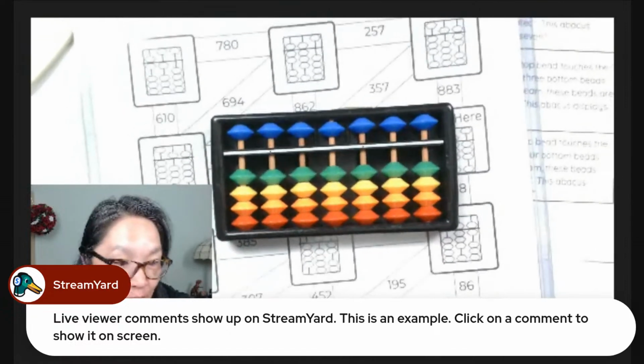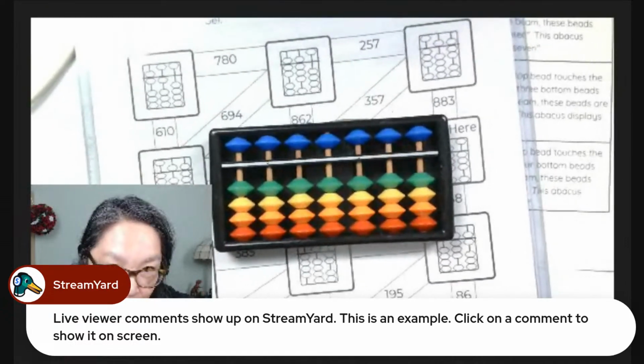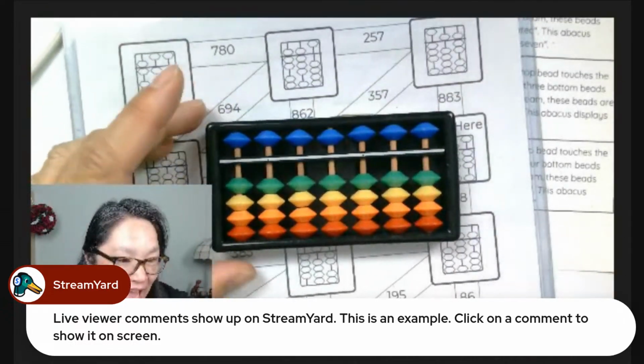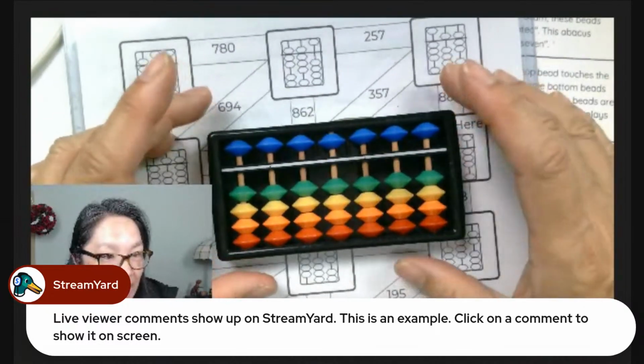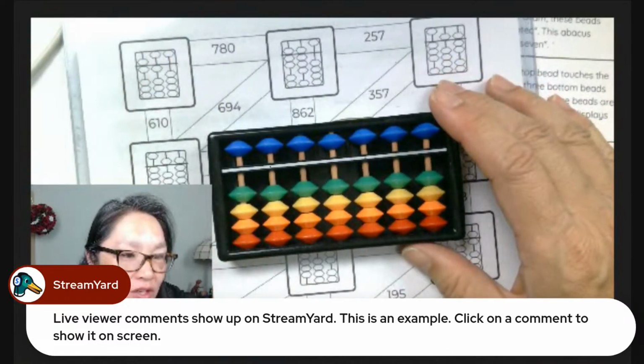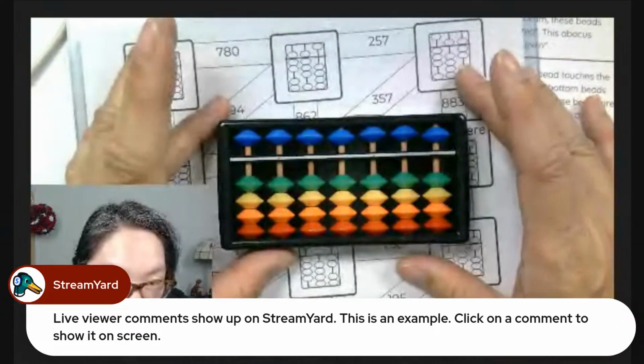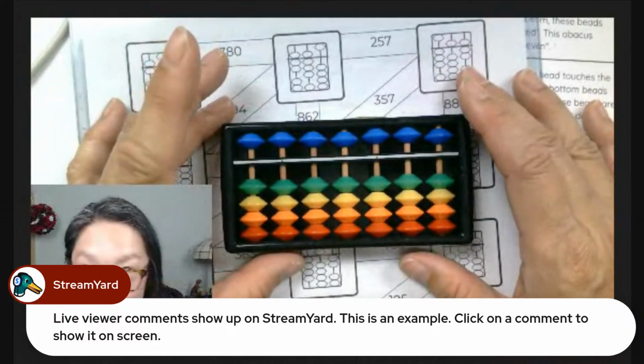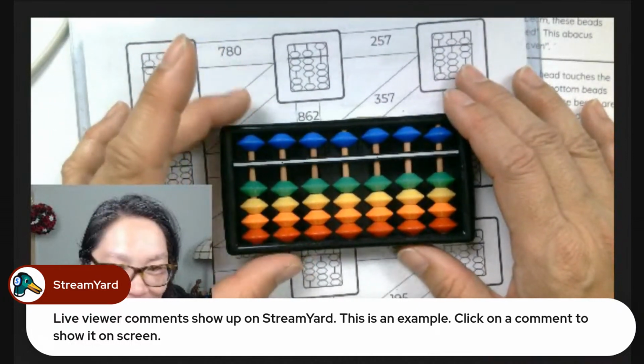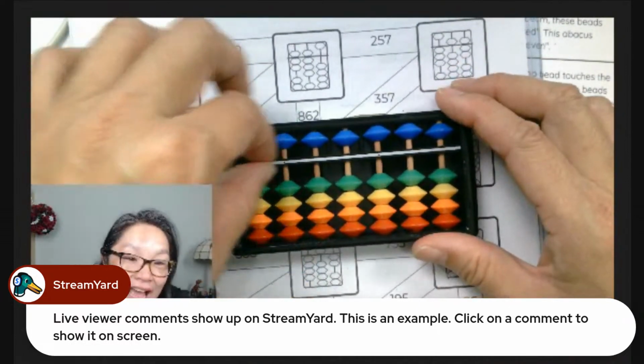All right. Anybody have any questions? Because after this, I'm going to start going into adding and subtracting. Thank you so much for the heart. Okay, anybody have any questions other than am I a math teacher? Because I believe I am a math teacher, even though I use an abacus.